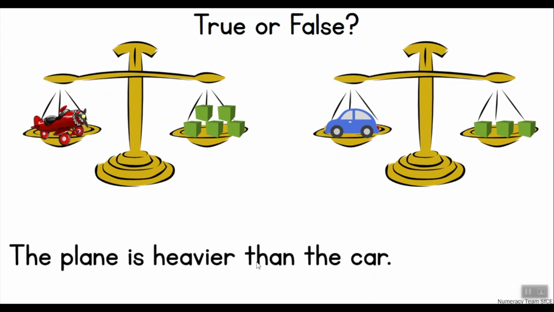Here the statement reads, the plane is heavier than the car. If it is heavier, then it must weigh more blocks than the car, right? Yes, the plane weighs more than the car because 5 blocks are more than 3. So the statement is true.